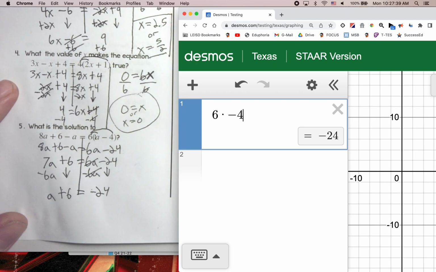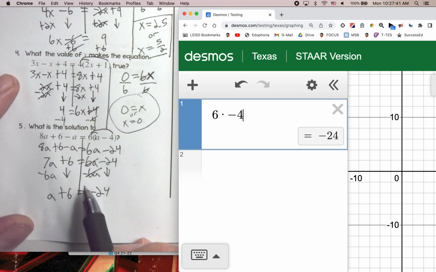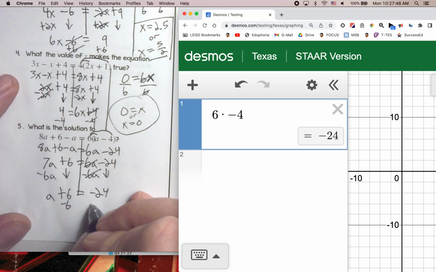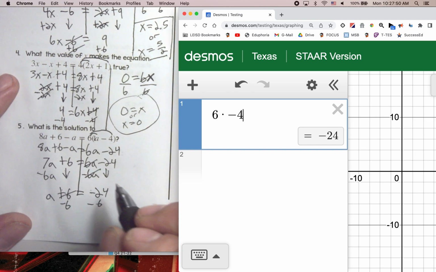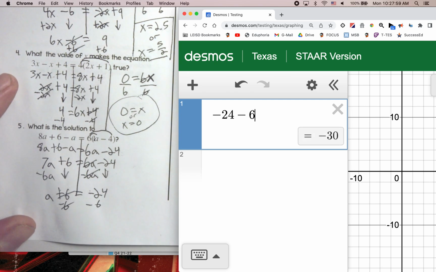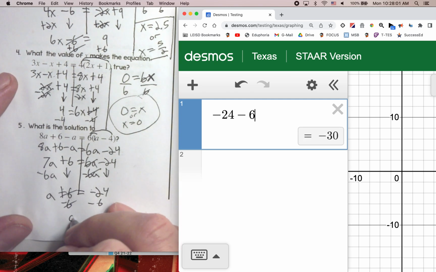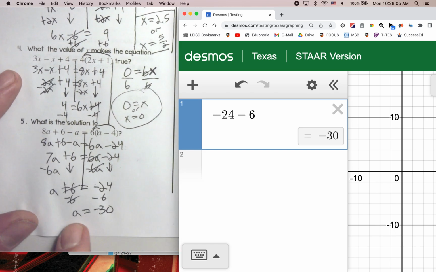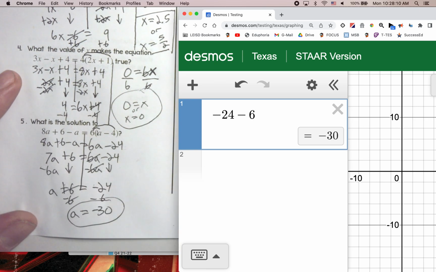And then after I moved my variables to one side, I'm going to gather all my constants to the other. So I'm going to get rid of this plus 6 by subtracting it. Subtract 6. And guys, don't do negative 24 minus 6 in your head, because I've been a math teacher long enough to know that students make mistakes. That's going to give you negative 30. So a equals negative 30. The last step would usually be to divide, but if you have a coefficient of 1 like we do here, we've already solved it.